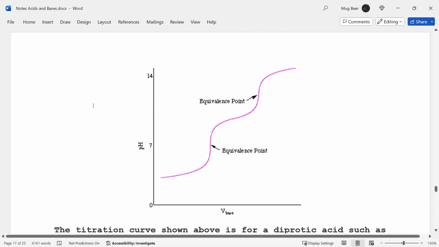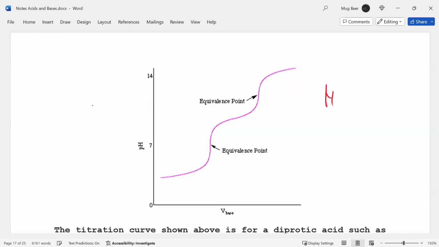What's up with this one? Can you tell me which acid this is? This actually can only apply to one acid. Is it a strong acid? Has to be. Why? pH 7 on the first one. So we're looking for a diatomic strong acid. There's only one. So this is sulfuric acid.